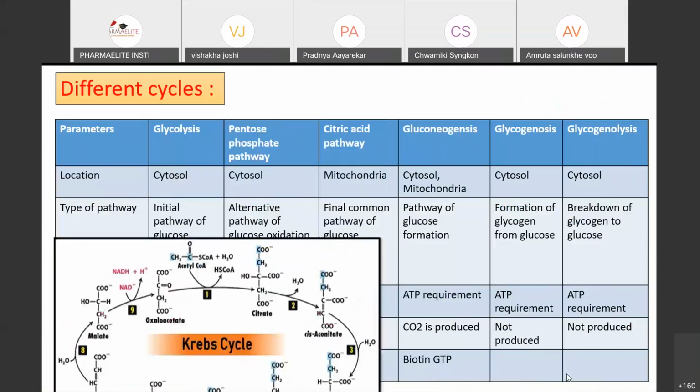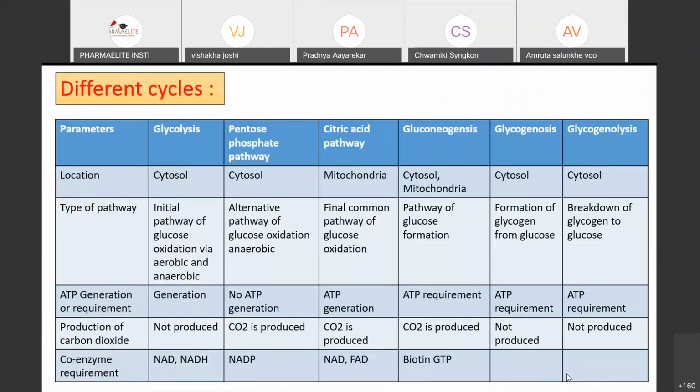Yeah. So basically, while studying all the cycles also, you should do them on a comparative note. Glycolysis, pentose phosphate pathway, citric acid pathway, your gluconeogenesis, your glycogenesis, and your glycogenolysis. Now, these all are different cycles which are involved. Where are they happening? What is the location where these cycles occur? What is the requirement for these particular cycles to take place?